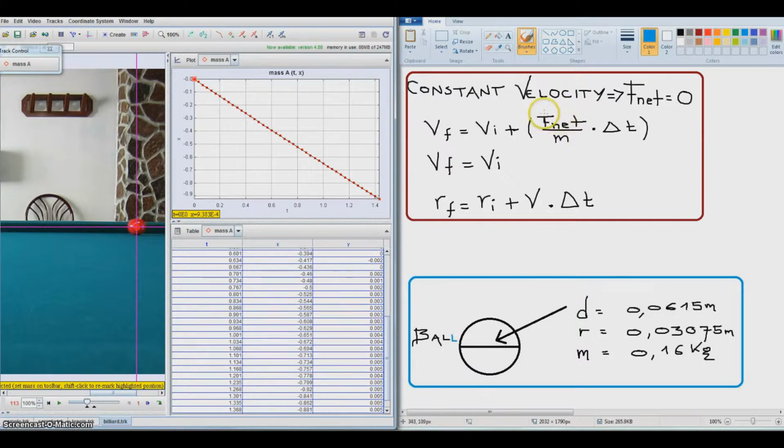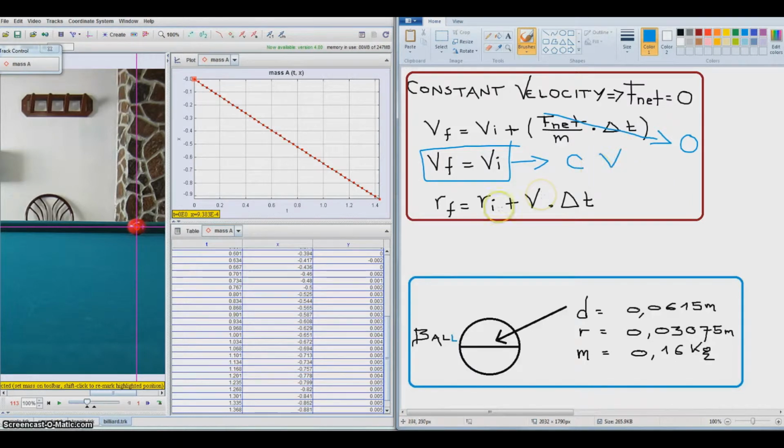When net force in a movement is equal to 0, we see in Newton's second law that this part of the equation goes to 0. As this part of the equation is cancelled, we can see that there is the same value of final velocity and initial velocity. And this tells the story of the object that moves, telling that it has a constant velocity motion. We can also know the final position of the object if we know the initial position, the constant velocity value times the change in time.